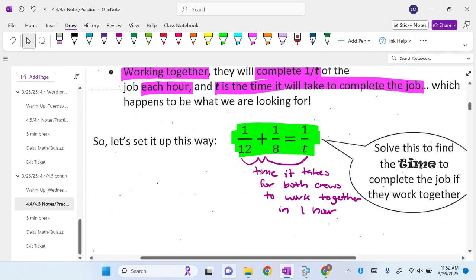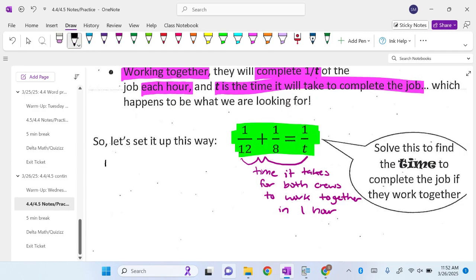So now let's actually look at solving it. So I'm going to rewrite it over here. So I have 1/12 plus 1/8 is equal to 1 over t. Now, since we have more than one fraction on one of the sides of the equal sign, that means we have to use what method for solving? LCD or proportions? LCD. So we got to find a least common denominator.